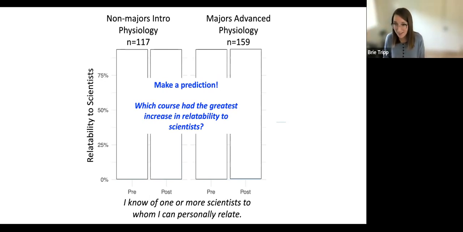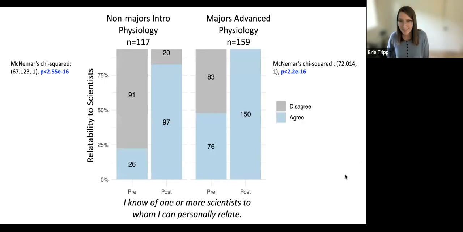All right, everybody said non-majors; somebody said same, and one person said majors. Okay, so the person that said "same" is actually correct. We found a significant difference between pre and post in terms of their relatability for both classes.